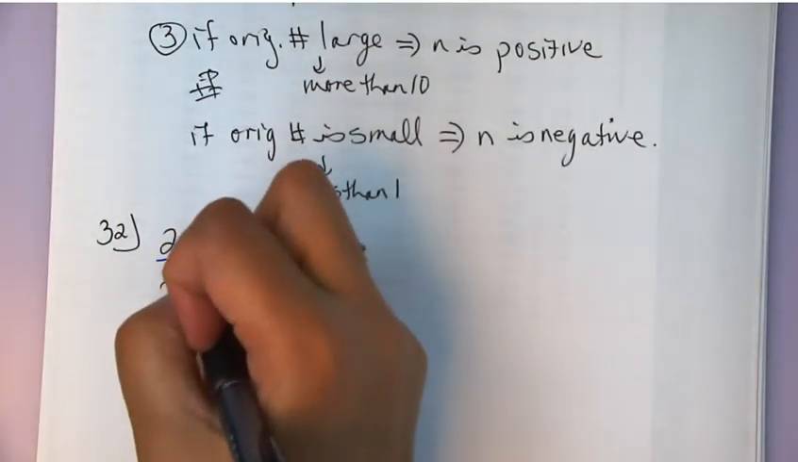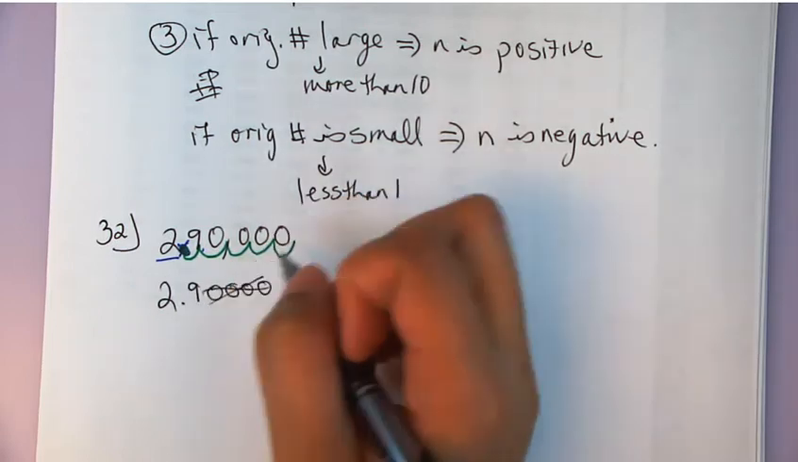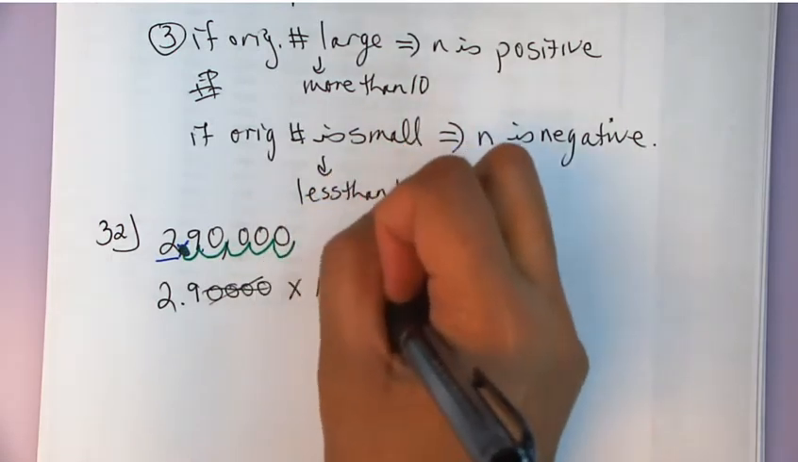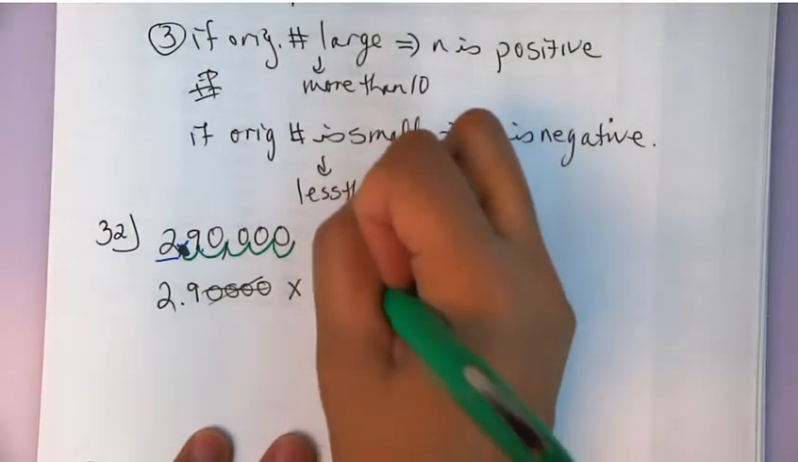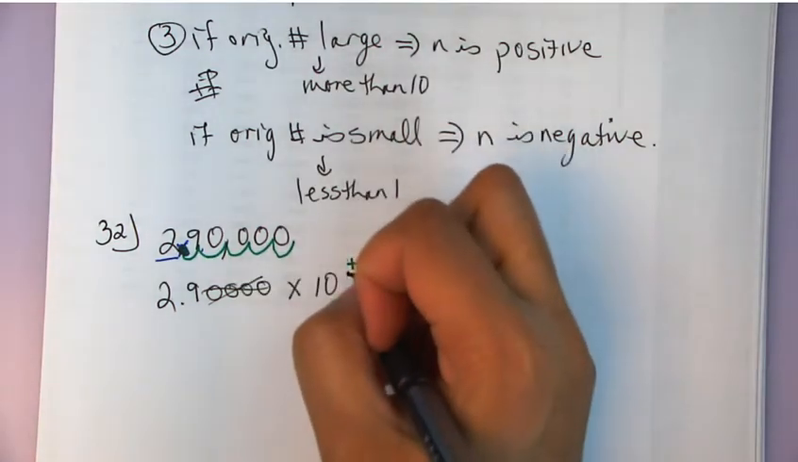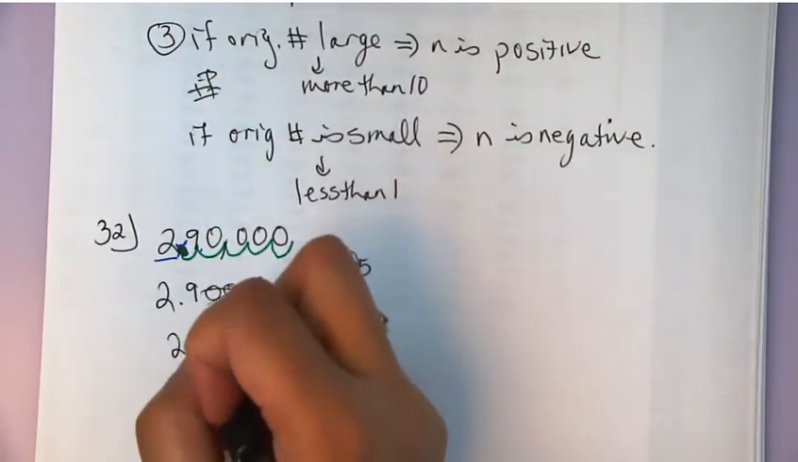Remember, the zeros on the end can fall off, but if you want to put them back there, I don't care, but you really don't have to. It's unnecessary. Times 10 to some kind of 5 because we moved it 5 places. Is the 5 going to be positive or negative? Well, our original number was big. It was 290,000. That's quite a bit. So because it's big, 5 is going to be positive. Our final answer is going to be 2.9 times 10 to the 5th.